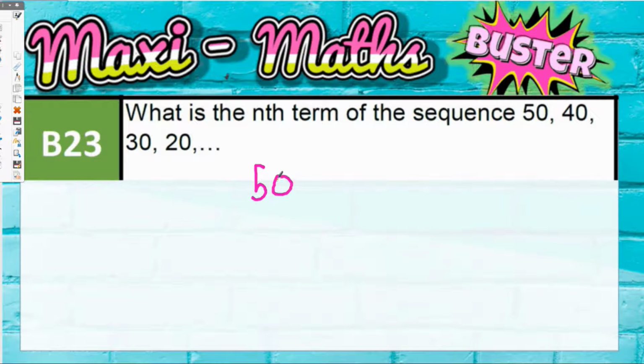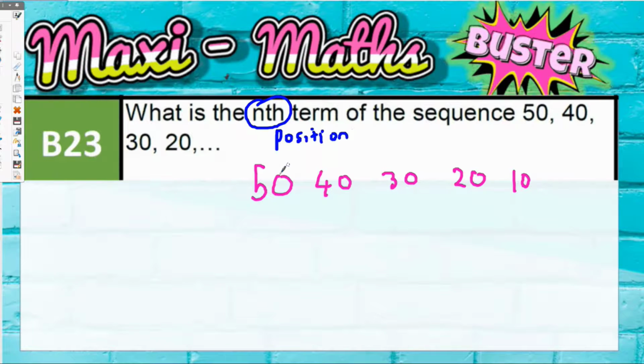Question 23. What is the nth term of the sequence 50, 40, 30, 20? And obviously the next one would be 10. Now, what you've got to remember is that the nth term, n, is basically the position of the number in the sequence. So 50 is in position 1, 40 is in position 2, 30 is in position 3, 20 is in position 4, and 10 is in position 5.